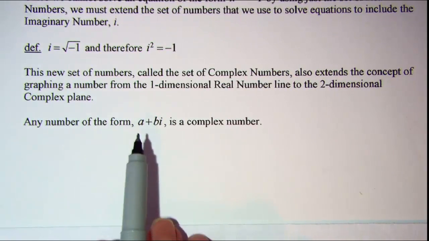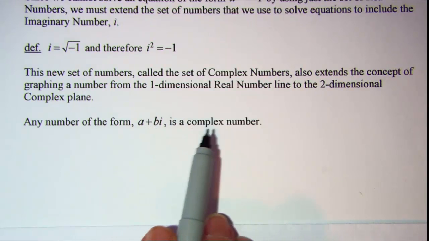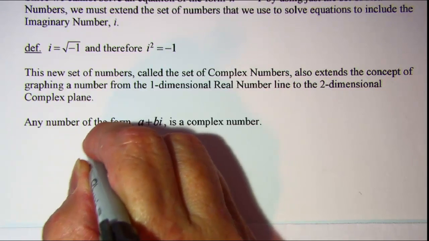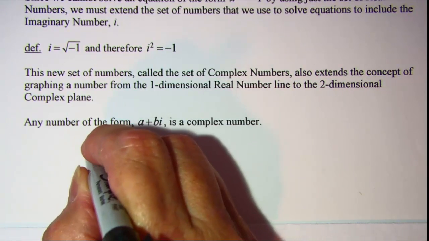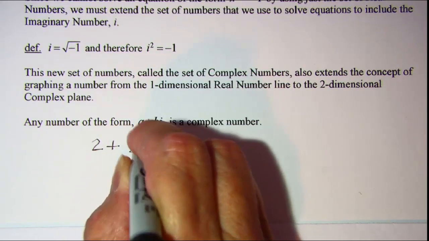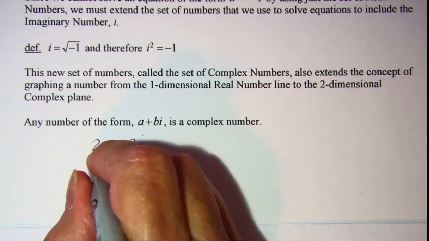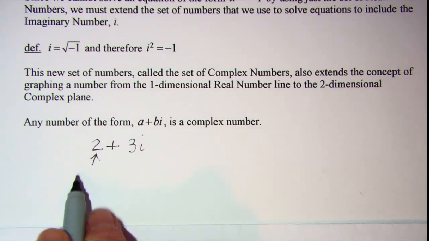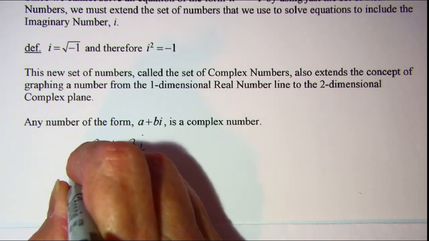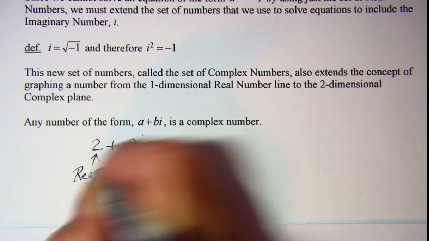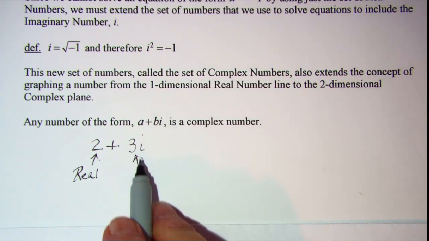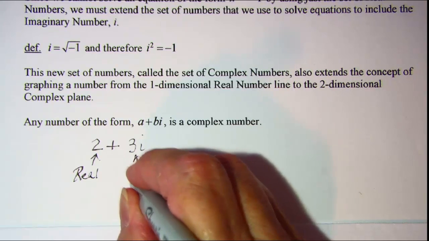Any number of the form a plus bi is a complex number. So if we look at the complex number 2 plus 3i, this term of the complex number is the real part, and this part, or this term of the complex number, is the imaginary part.